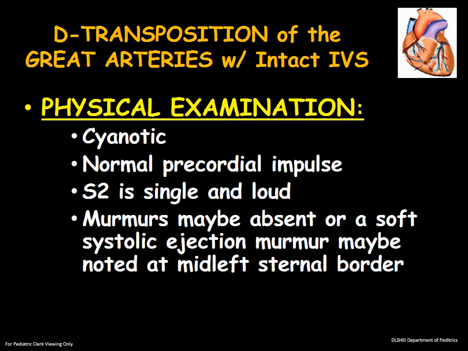Physical examination in patients with TGA shows cyanotic patients with normal precordial impulse. The S2 is usually single and loud. There can be murmurs or absence of murmur, and if it is present, it is usually a systolic ejection murmur at the mid-left sternal border.